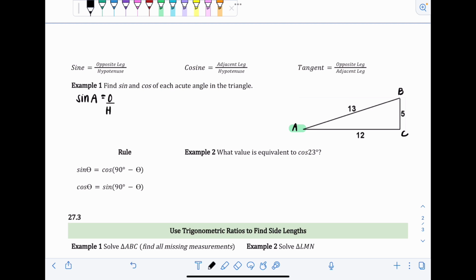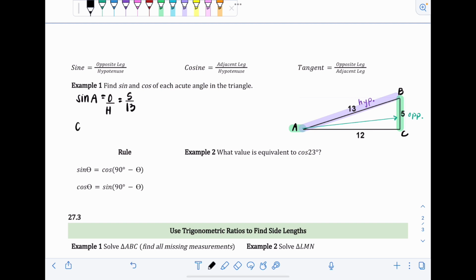We know that the hypotenuse is always the longest side. In this case, it's AB. So my hypotenuse is 13. And then the opposite and the adjacent side depend on what angle you're focused on. So for angle A, if I try to find the opposite side, I point an arrow through the angle to the opposite side. So my opposite side of angle A would be 5. So sine of A is 5 over my hypotenuse, which is 13.